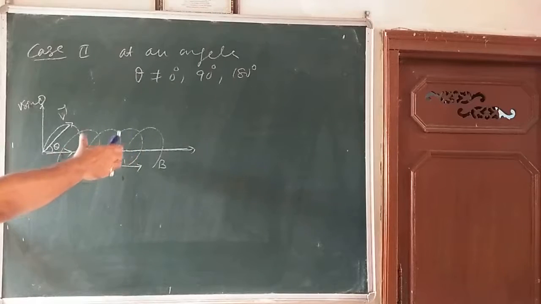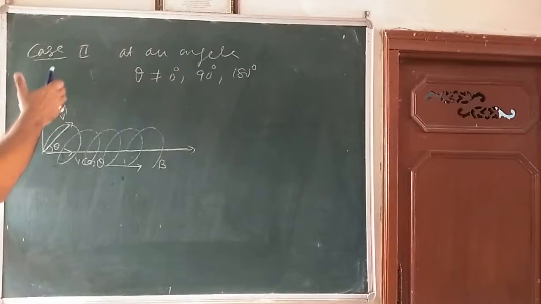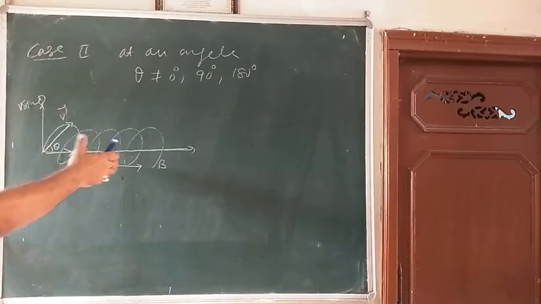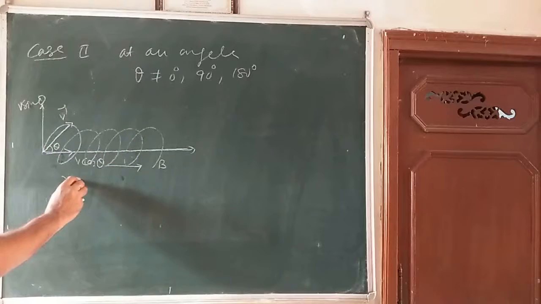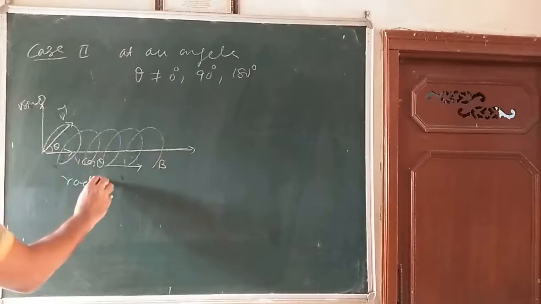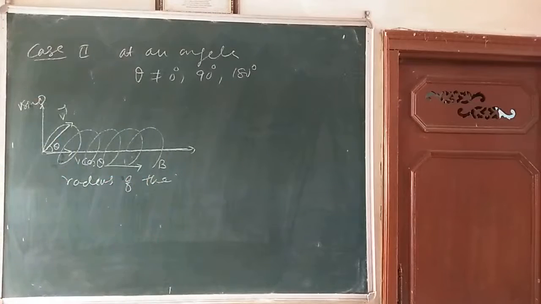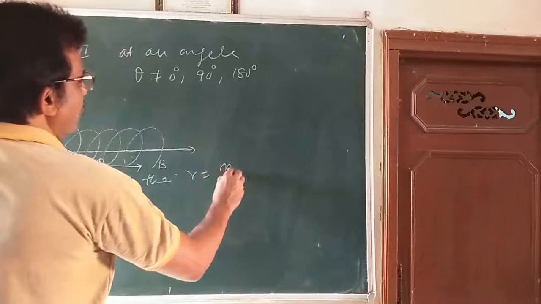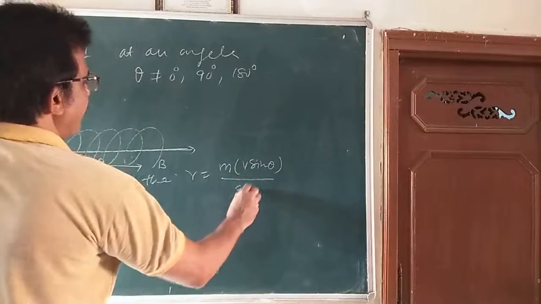At the same time it is moving with the velocity v sin theta perpendicular to the field, due to which it will describe a circular path. The radius of the circular path, because of this component, would be r equal to m into the component of velocity, here v sin theta, divided by qB.